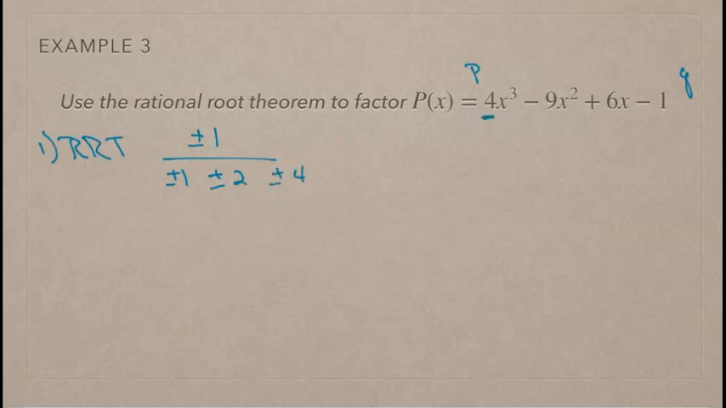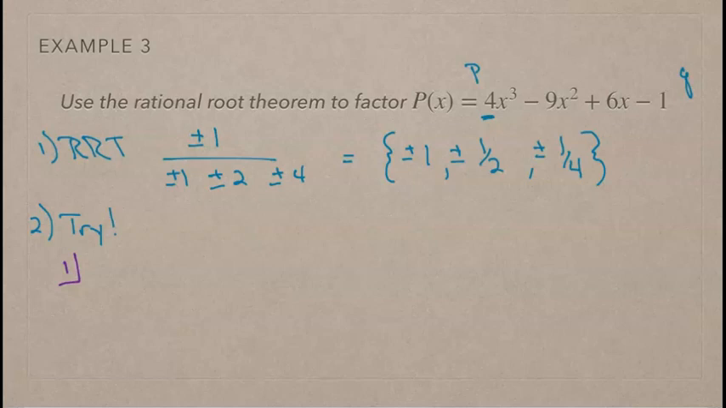All right, so I'm going to make my list. 1 over 1 is 1, and then that's plus or minus. 1 over 2 is 1/2, plus or minus. And 1 over 4 is 1/4, plus or minus. So step 2 is to try it out. I'm going to just test numbers until I get one that works. I'm going to start with the easy ones. Hopefully 1 or negative 1 will work so I don't have to deal with fractions.